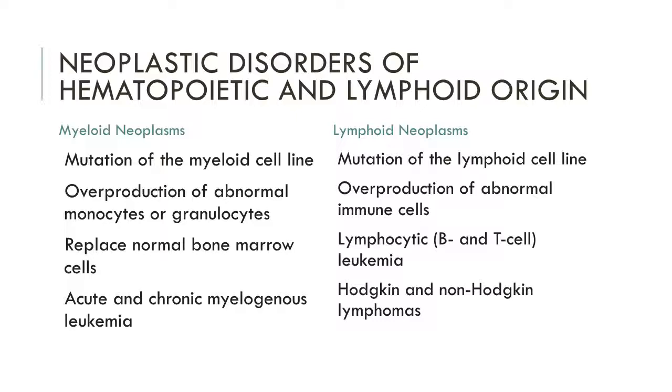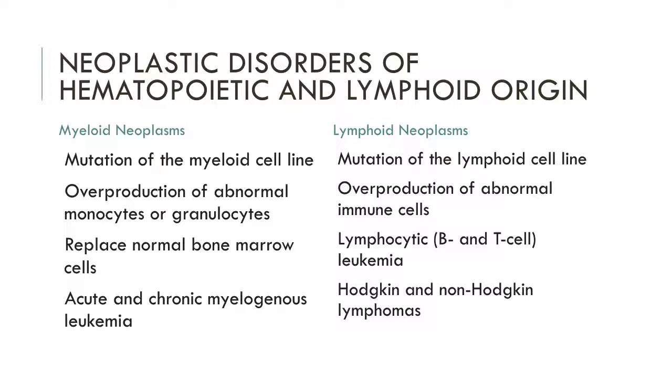There are several neoplastic disorders of the hematopoietic and lymphoid origin. The myeloid neoplasms are caused by mutation of the myeloid cell line, and there's an overproduction of abnormal monocytes or granulocytes. Basically, what happens is these abnormal cells replace the normal bone marrow cells, and we have both acute and chronic versions of those. Primarily, we're looking at myelogenous leukemia.